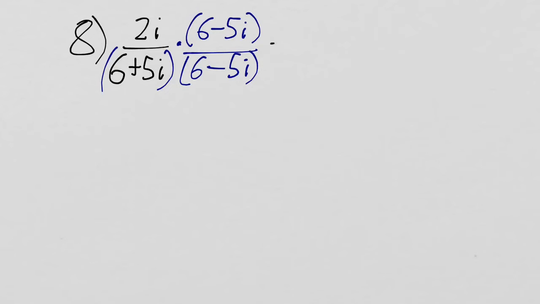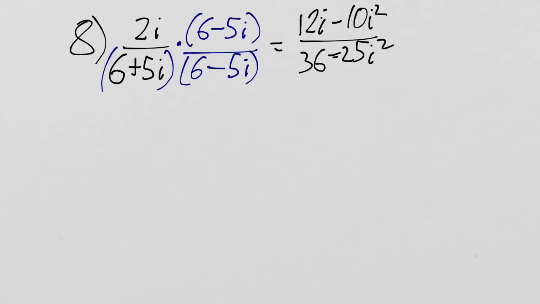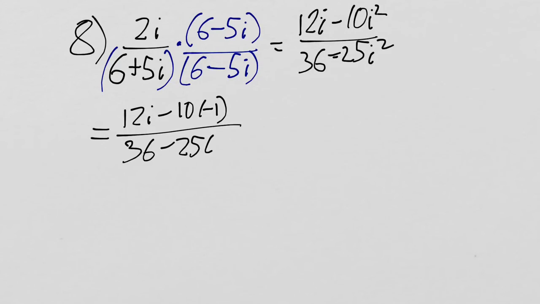Okay, and that's going to give us on top, it looks like 12i minus 10i squared. And on the bottom, that's going to give us 36 minus 25i squared. In both cases, you're going to end up with 12i minus 10 times negative 1 over 36 minus 25 times negative 1. In the case of the top, the negative 10 times the negative 1 is going to give me a positive 10. And I'm going to switch places because it's a complex number.